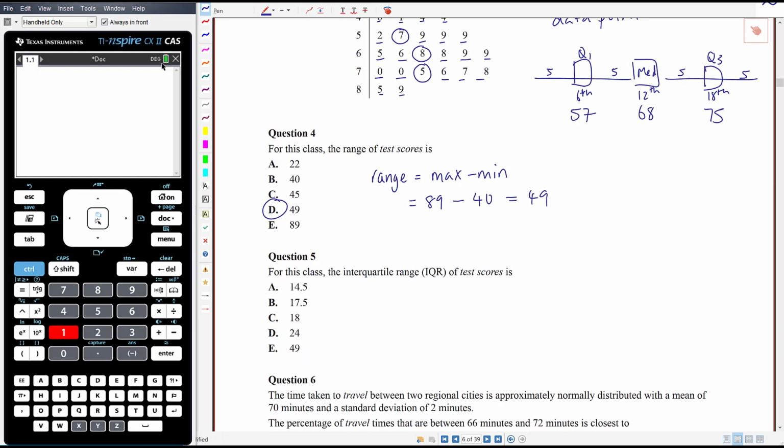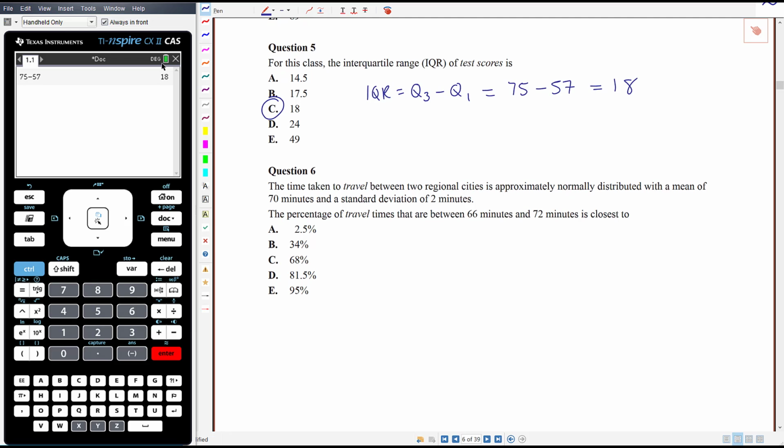So therefore, the interquartile range is Q3 minus Q1, and so that is 75 minus 57. And so 75 minus 57, if you're not sure, or it's late in the afternoon and you're not confident in your number work, your interquartile range is going to be 18.